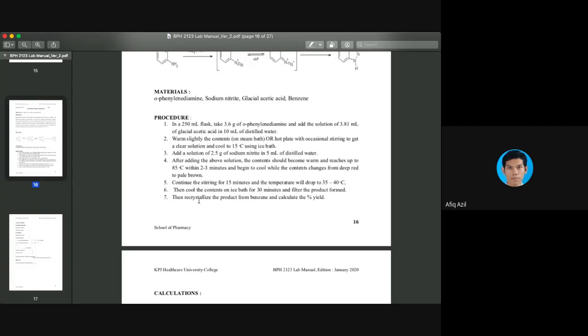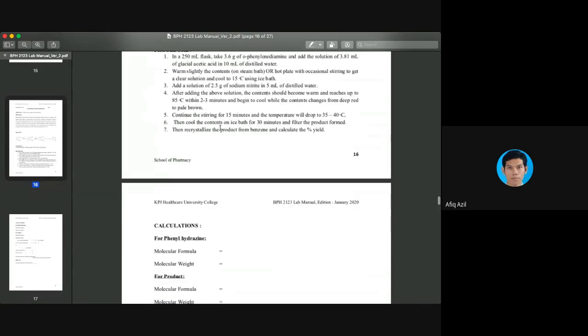Then you can recrystallize it using benzene. When the procedure asks to recrystallize using benzene, that means you are going to take back all of the solid formed and dissolve it in benzene. The amount of benzene is just enough so that it can dissolve, and then cool it back again. This is done to remove any impurities that are present.